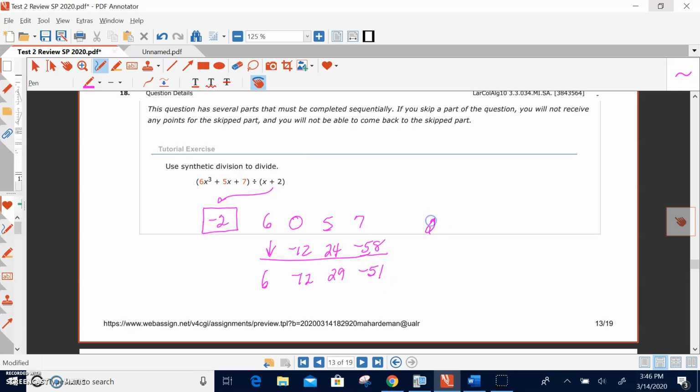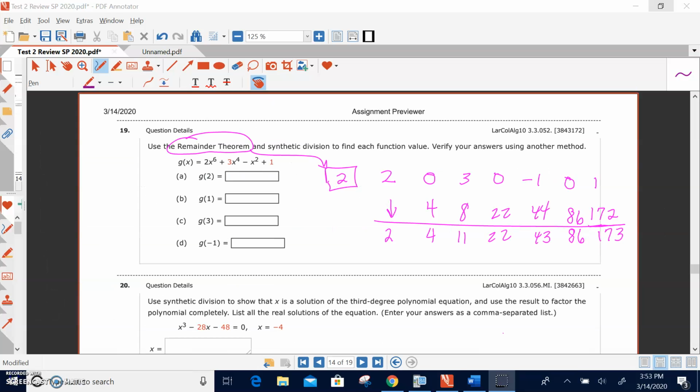So the quotient would be the polynomial 6x squared minus 12x plus 29, and the remainder would be -51. Okay, so we've got our quotient and our remainder. Let's check out our next question.